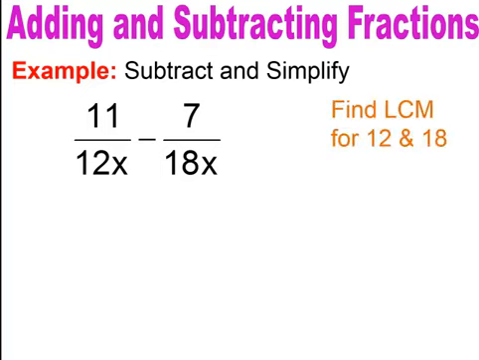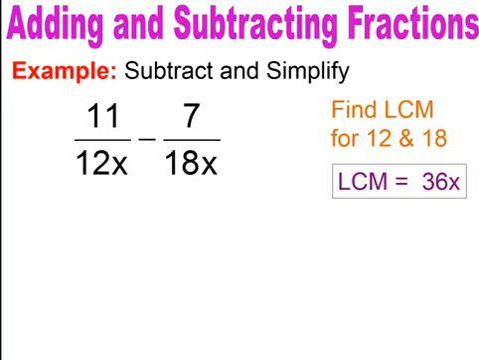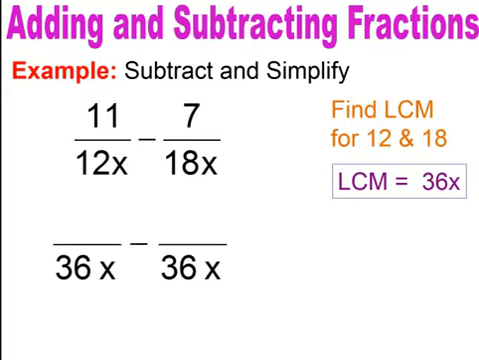So when I'm looking for the common denominator, in this case, I need to find the least common multiple for 12 and 18. So you can work it by using the ladder method, and you should find that the least common multiple for 12 and 18 will be 36. But because they both have x in it, the least common multiple is also going to include that variable x. I need to convert these fractions to get the common denominator.